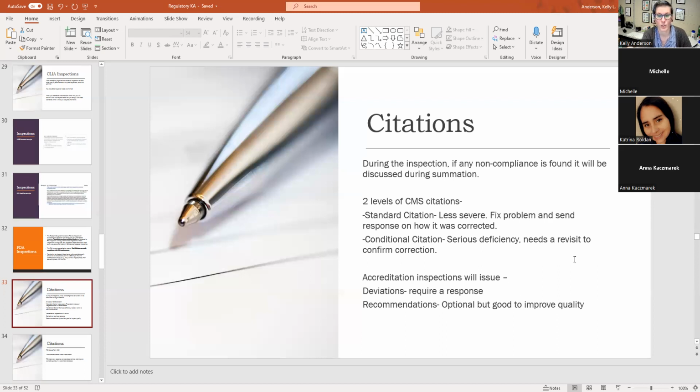And then accreditation inspections like CAP or AABB, they will issue a deviation, which they require a response. It's basically like, you are not compliant with our standards. You must prove that you are fixing this. And then there's recommendations, which if they see something that you could be doing better, but you're not actually breaking a standard, they will recommend those things. You don't have to do those.